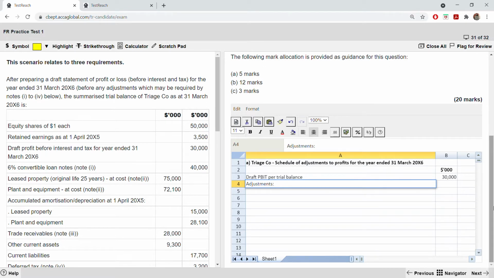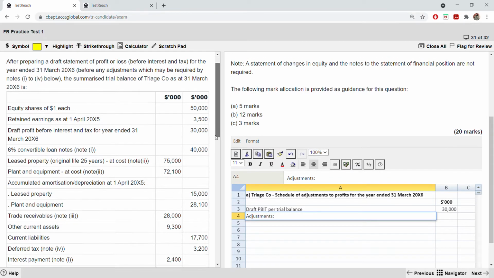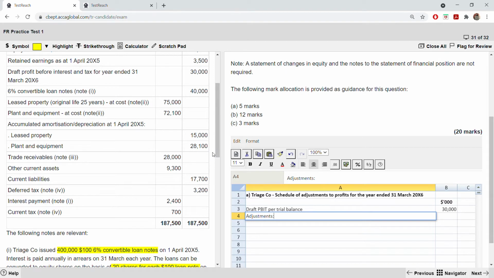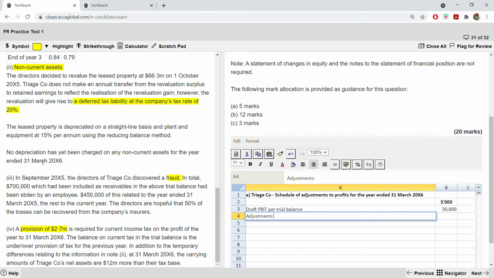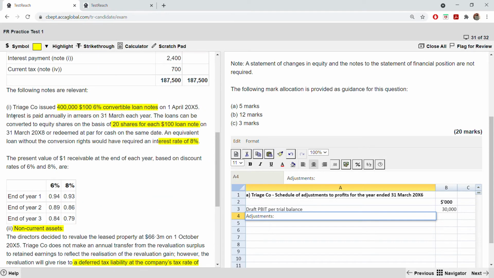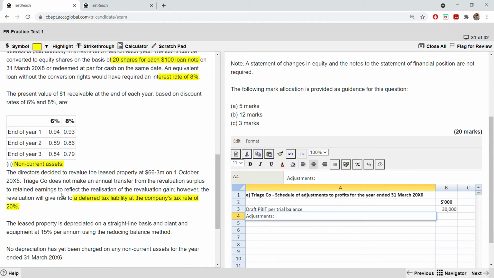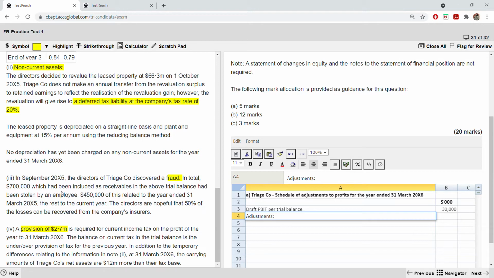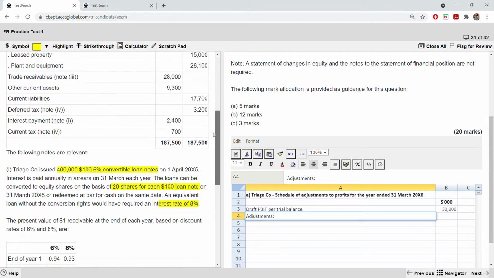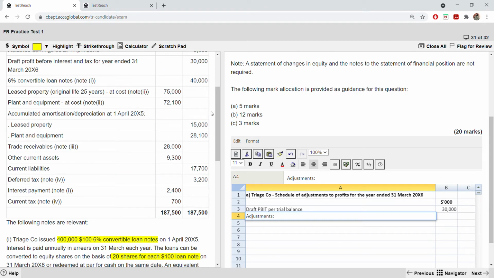So once you do the adjustments, how are you going to start? Start in the order they have given you the notes. Okay, this is a very wise strategy to use in any question where adjustments have been asked from you in financial reporting or any other paper also. Always start in the order they have given. So start with the first point, which is about the convertible loan notes. Then you talked about the non-current assets, then about the fraud, then the provision. Okay, the fourth point. So start in that order so that you have not missed out anything.